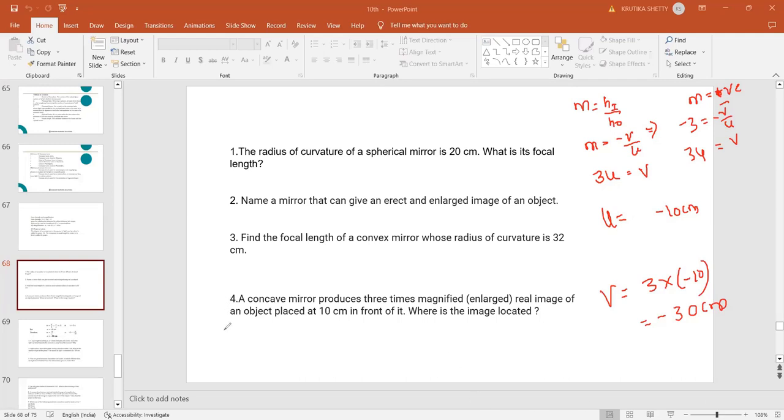So what is the conclusion? Where is the image located? Thus, the image is located at 30 centimeter from the mirror on the object side. As we are getting the answer minus, it means that the image is formed on the same side of the object. The conclusion is important. So CBSE students, you must write the conclusion at the last, for which 1 mark will be given.